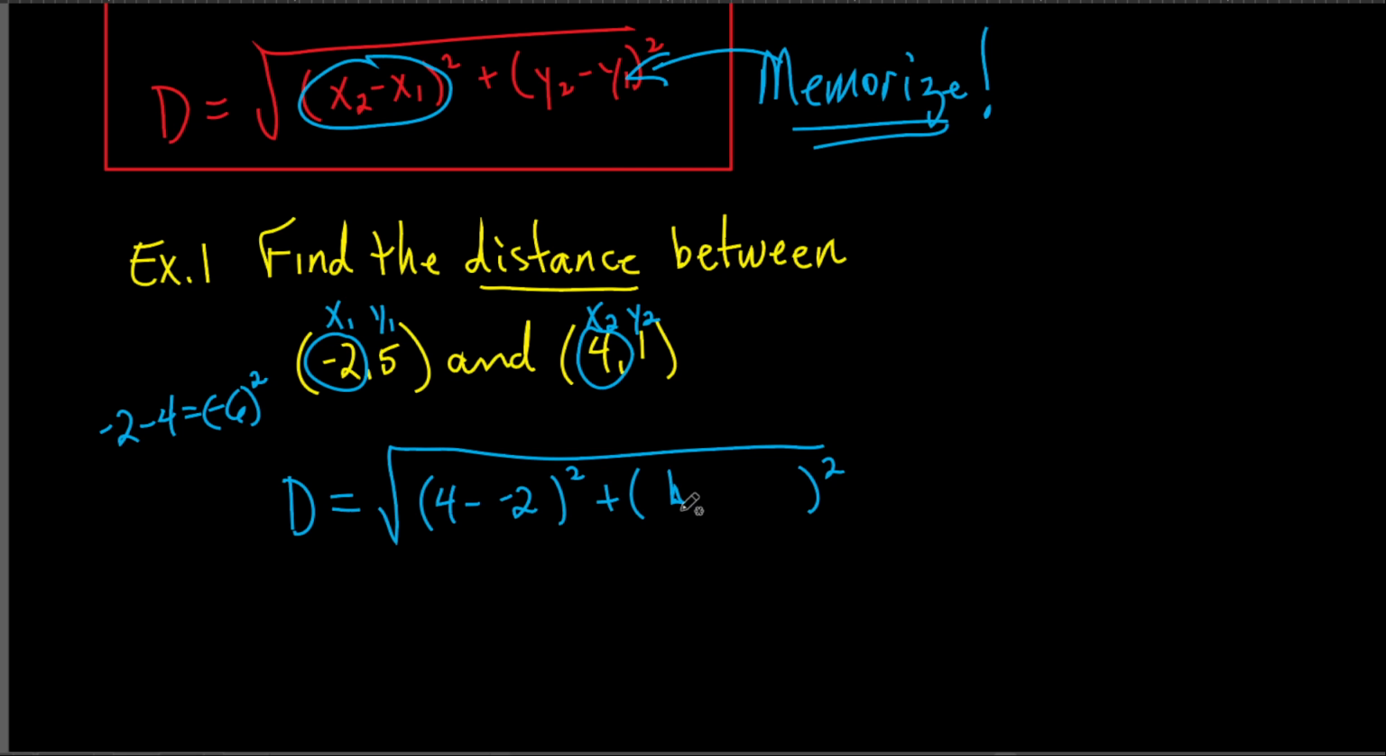Let's try this again. It's 1 minus what? 5. Okay, remember, the y's. You have to only subtract the y's from each other. So 1 minus 5. This will come out negative. 1 minus 5 is negative 4, right? It will come out negative, but when you square it, squaring anything always makes it positive. So it doesn't matter what order you subtract them. All right, now we're ready to just work it out.